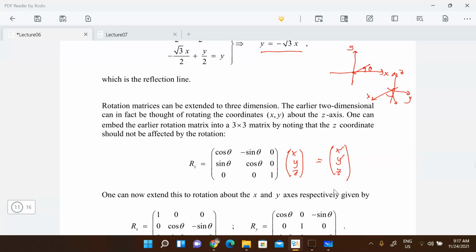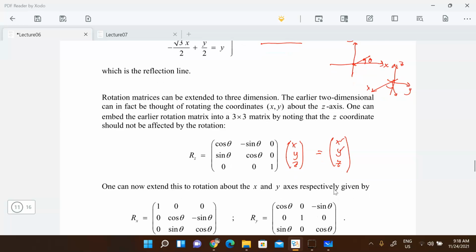Okay, so this is still a two-dimensional rotation in some sense, but it's being embedded in a bigger space of 3 dimensions. So instead of thinking of this picture in a plane, I can think of that plane being situated here, and I will have a 3-dimensional rotation.